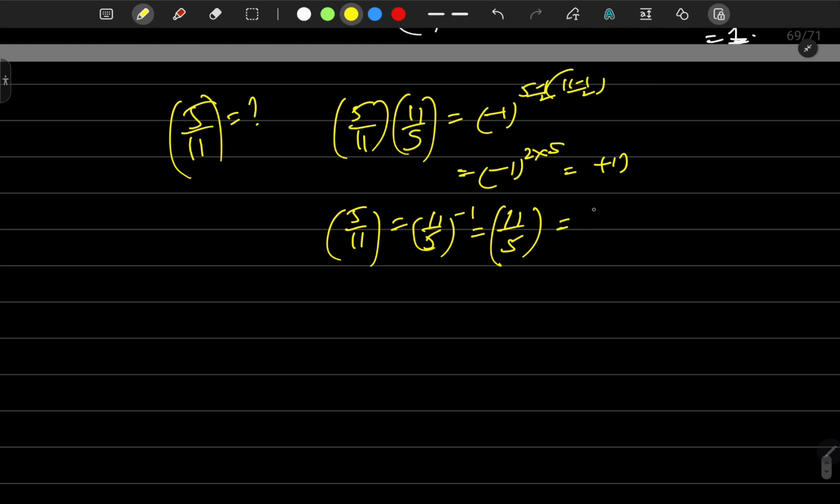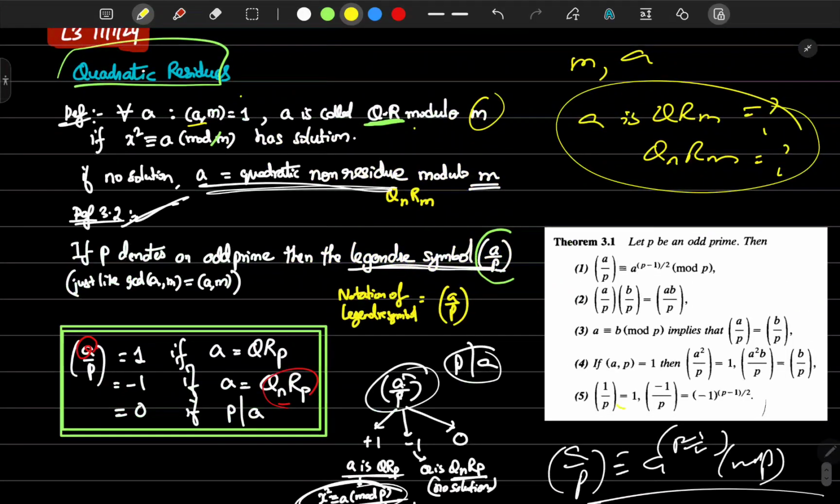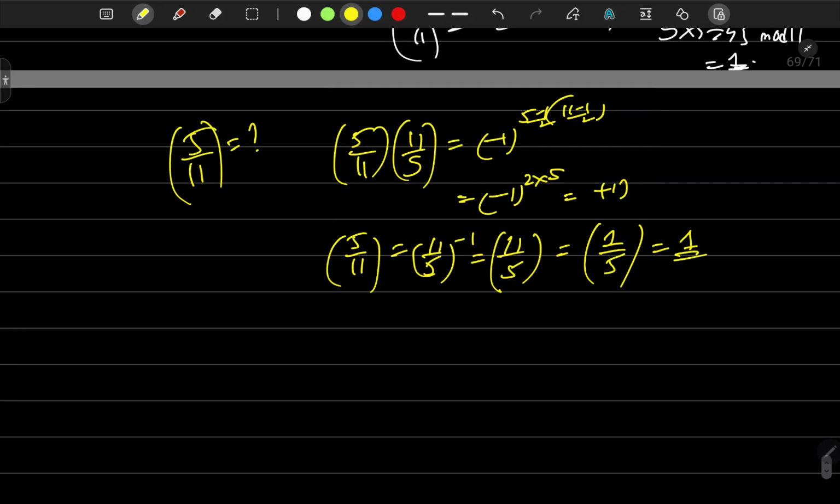So from this, what can I write? (1/5), and how much is (1/5)? Please see, (1/5) is 1 only. So 1, yes, super. Then since this value is 1, 5 means nothing but z, and z is a QRM, quadratic residue modulo m.